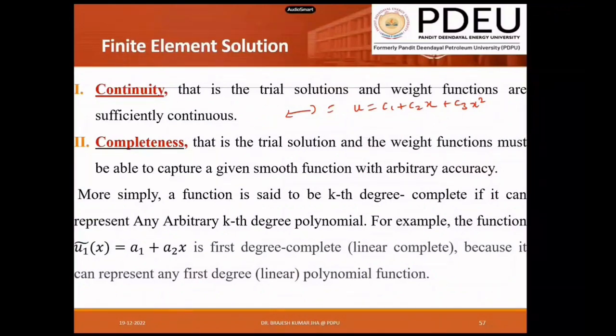The second thing is completeness. The trial solution and the weight function must be able to capture a given smooth function with arbitrary accuracy. So the kth degree of freedom is required according to the problem. Suppose A1 plus A2x or C1 plus C2x is written. It has the first degree of freedom, so it has linear completeness, we can say. It can represent any first degree linear polynomial.